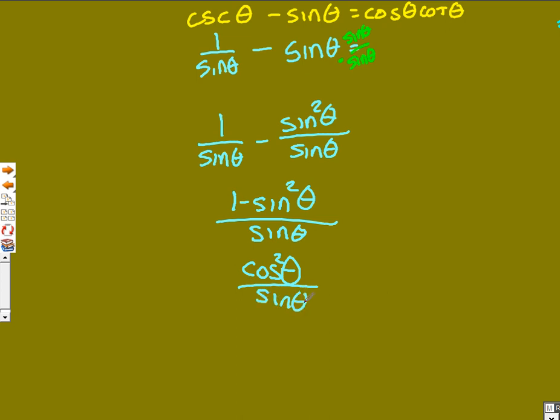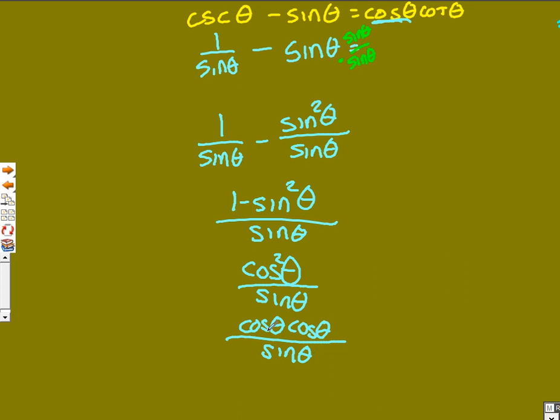Now at this point, I'm going to take a look at the answer that I want. I want something that has cosine in it. Well, that's awesome. I have a cosine. I actually have cosine squared. So here's what I'm going to do. I'm going to separate cosine squared into cosine times cosine.